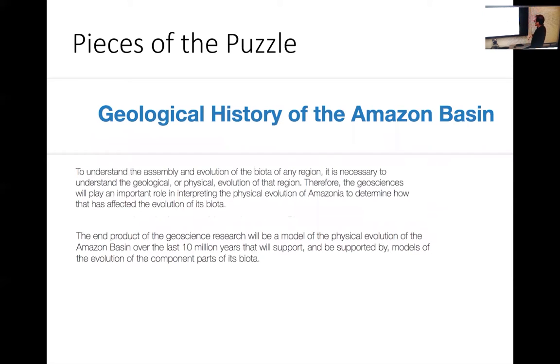The geological history piece of this work was really interesting. It was basically this sentence right here about creating a model of the physical evolution of the Amazon basin over the last 2 million years, bringing together the geological knowledge accumulated by Brazilian and American scientists, and creating a way that we can use that model to help us understand why the biota are where they are and how the biota have originated. Those were really key questions we wanted to answer.